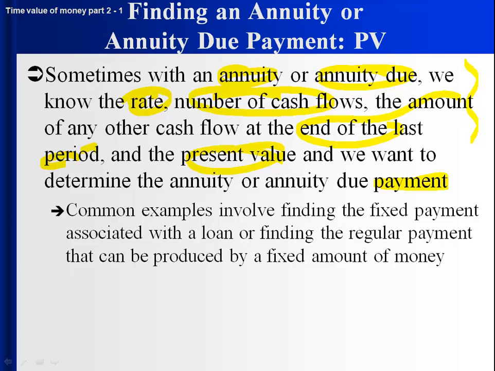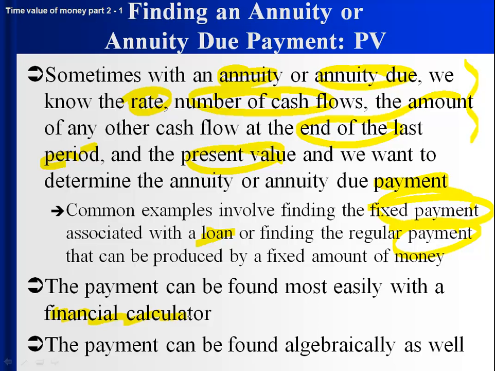Common examples: we have a loan and we know how much it's for, we know when we have to make payments. What is the amount of our payment? We retire with a certain amount of money, we want to be able to collect money for a certain period of time, either starting right away or starting in a year or in one period. How much can we collect? What's the regular cash flow that can be produced from that amount of money?